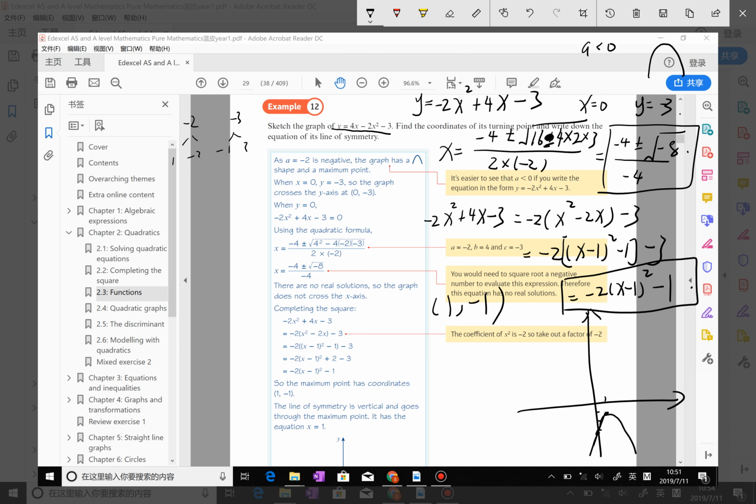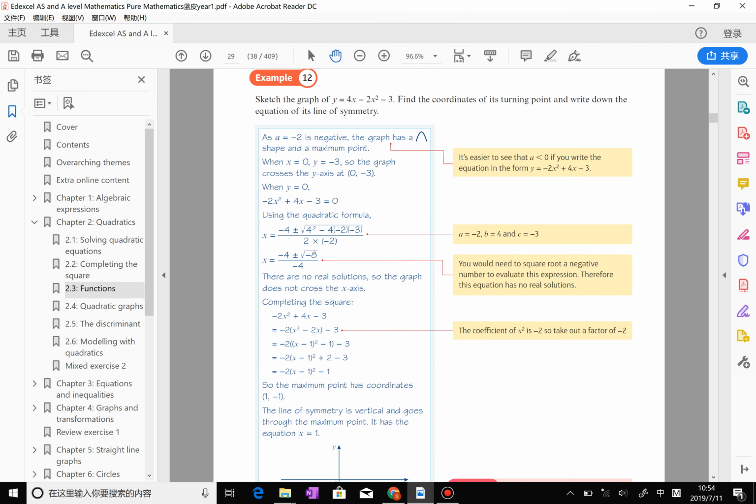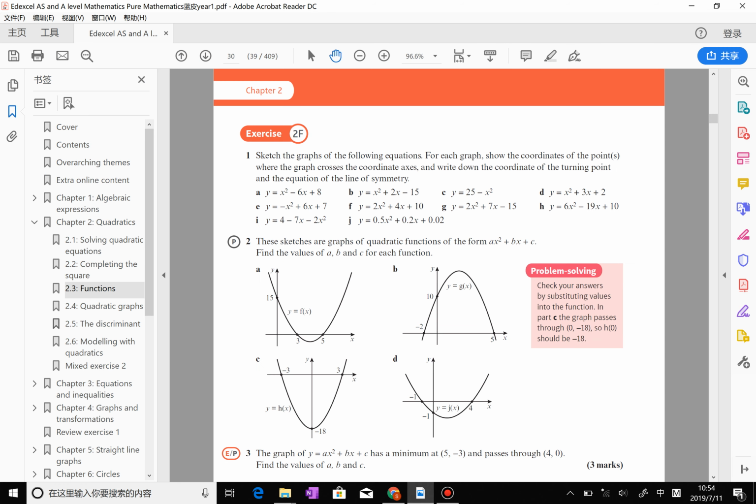And then the coordinates of the turning point we have already found, and we also need to find the equation of the line of symmetry. So the line of symmetry is always at the turning point, so this is the line of symmetry, which is x equals 1. This is the symmetry line. So we finished example 12. All right, so let's move to the next.